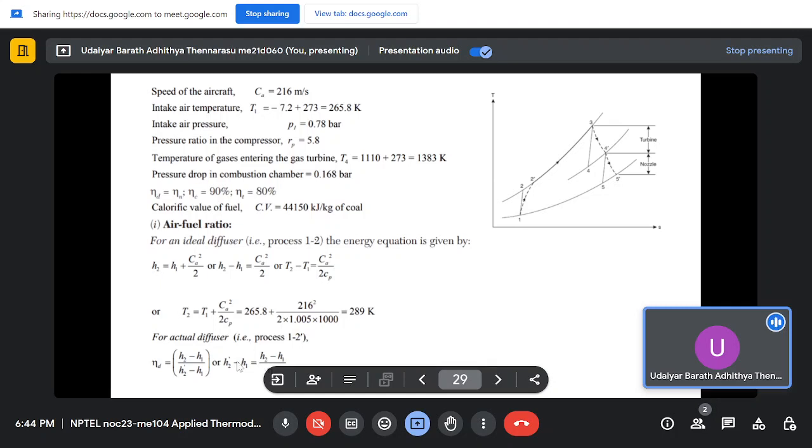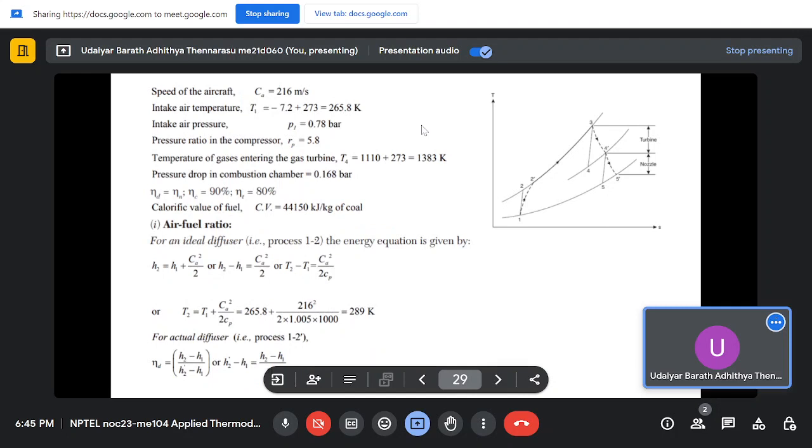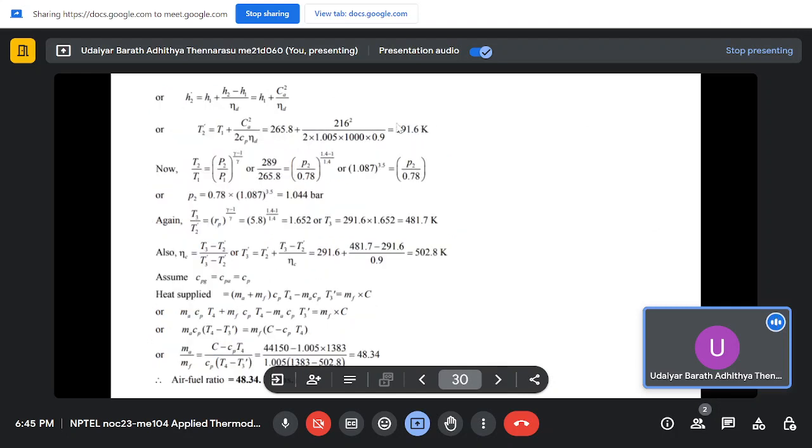So you can find out H2 dash minus H1 as H2 minus H1 divided by the diffuser efficiency. This can also be expressed in terms of Ca square by 2, since H2 minus H1 is Ca square by 2. If you express this in terms of temperature, you just substitute that, and we can find out T2 dash. So T2 dash is T1 plus Ca square by 2 Cp into diffuser efficiency. This will come out to be 291.6 Kelvin. Previously, in the ideal case, it was 289 Kelvin, so now the temperature is 291.6 Kelvin.